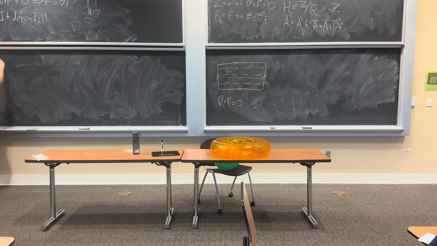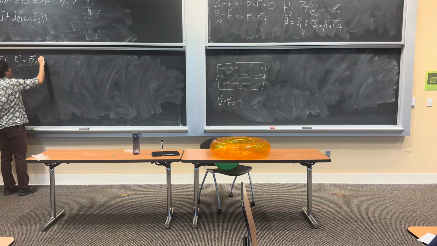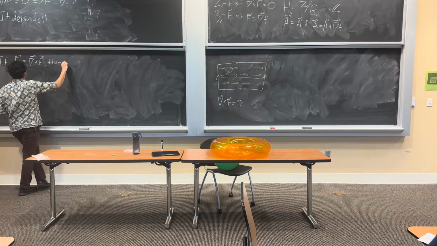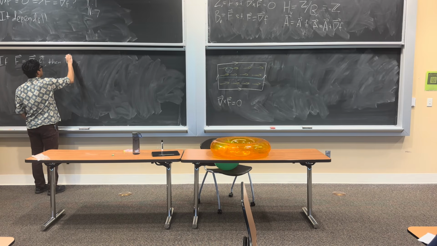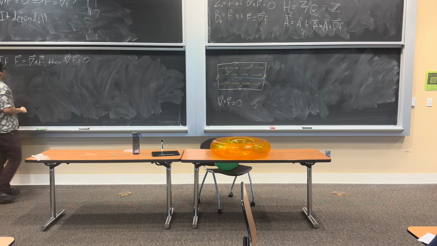Now we know that if, let's say, F equals the curl of some other field, then the divergence of F is going to be 0. Is it true the other way around?